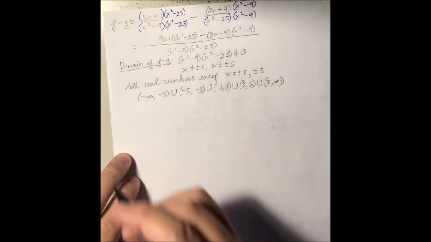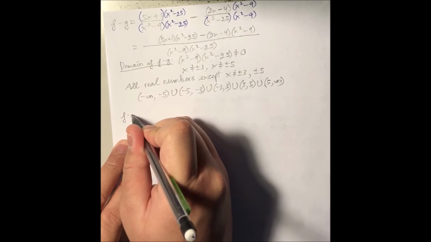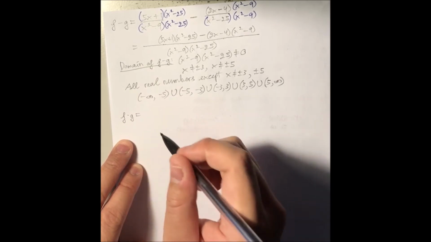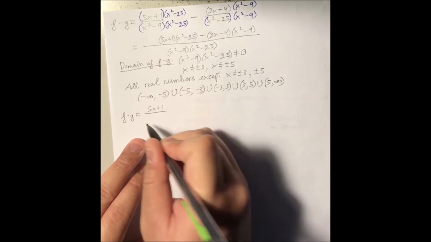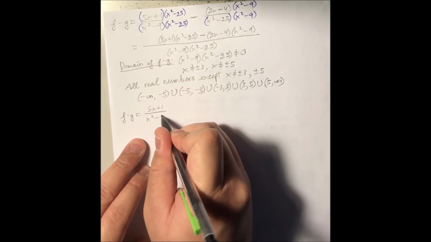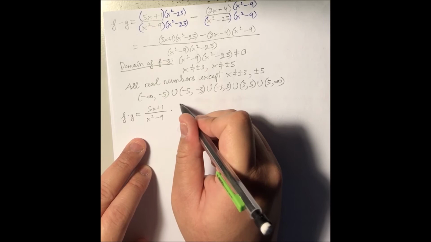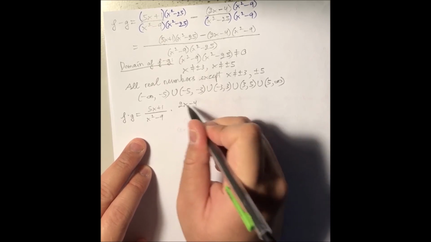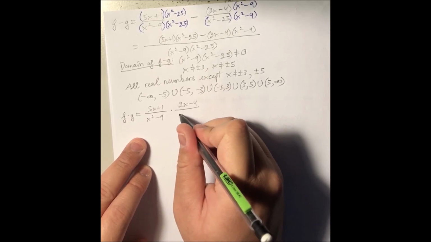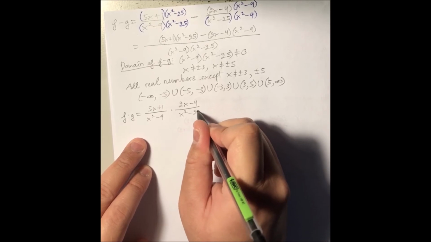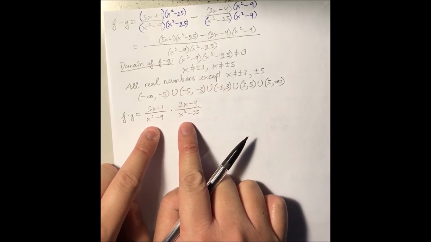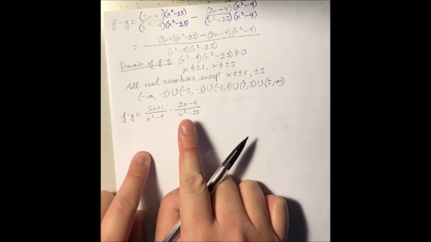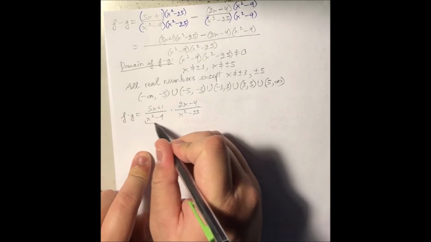Now let's find the domain of the product. The product is going to be equal to 5x plus 1 over x squared minus 9 times 2x minus 4 over x squared minus 25. Well, you see at this step right away, we know the restrictions are the same as above. x cannot be equal to plus or minus 3 and x cannot be equal to plus or minus 5.